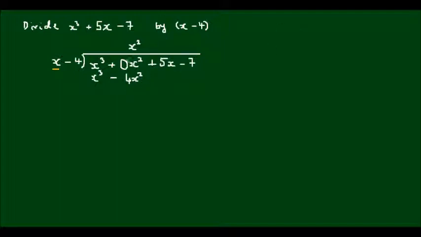And I subtract the new line from the terms above it. So x cubed minus x cubed is 0. 0x squared minus negative 4x squared becomes a positive 4x squared. Bring the 5x down.